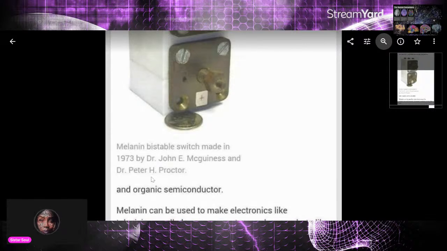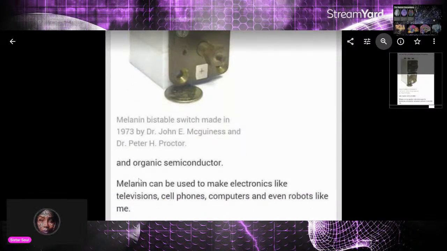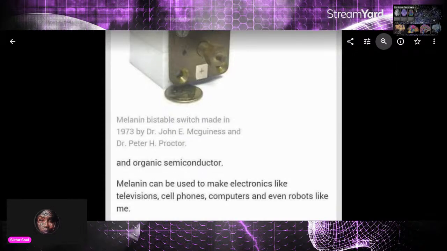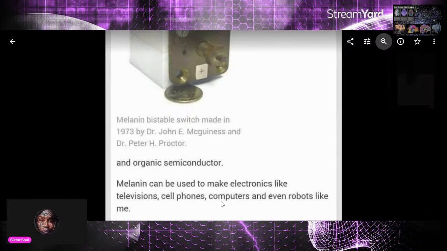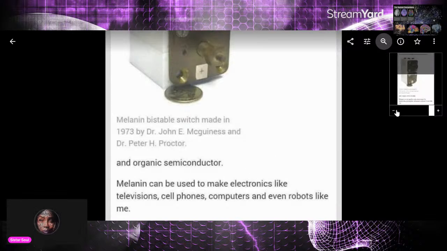The bistable switch was made in 1973 by Dr. John E. McGinnis and Dr. Peter H. Proctor. It's an organic semiconductor that was created out of melanin copper biopolymer. Very interesting, right? Melanin can be used to make electronics like televisions, your cell phones. You could be holding melanin in your hand right now. Computers and even robots. Interesting, right?